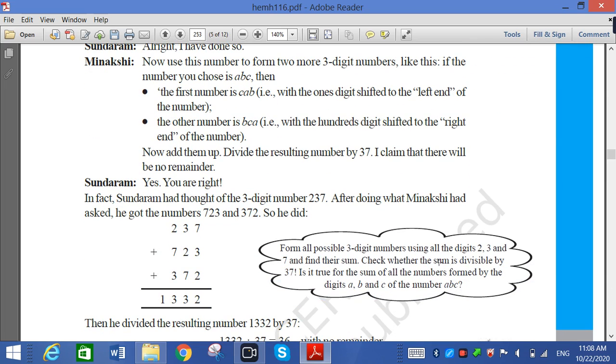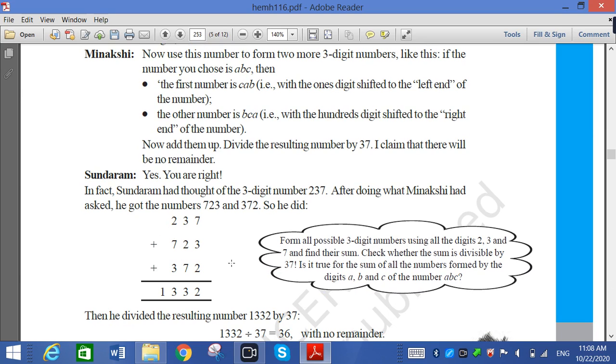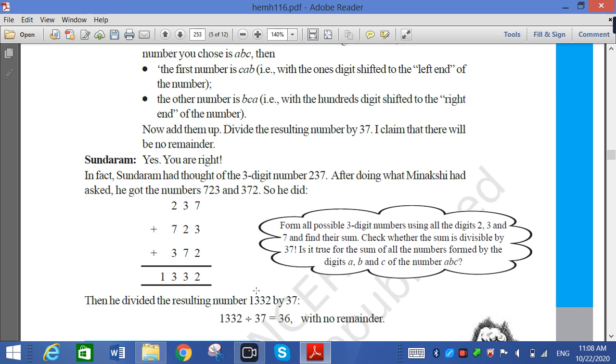Now some sums related to the 3-digit number. If I add these 3-digit numbers, it is always divisible by 37. You can take any 3-digit number and arrange it in 3 different ways. If I take 132, then 231 and 321. If I add these, it is always divisible by 37.